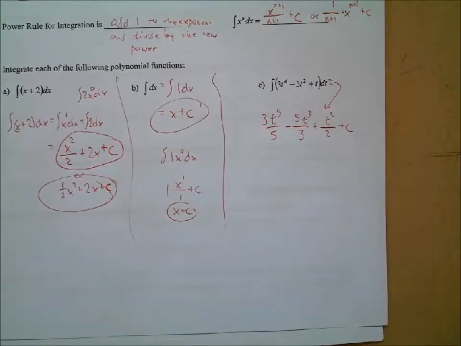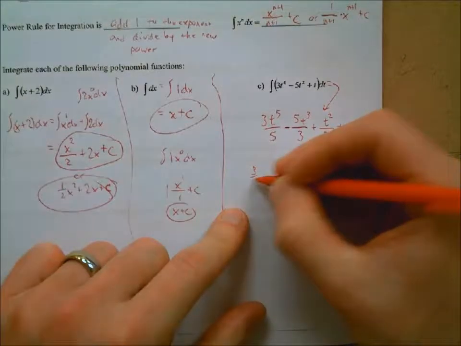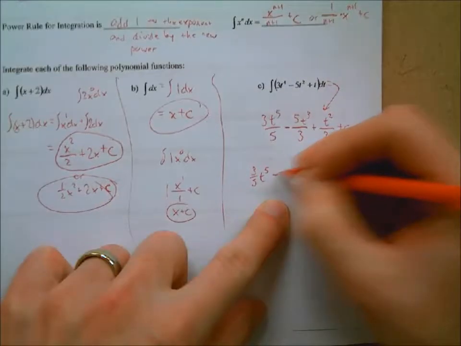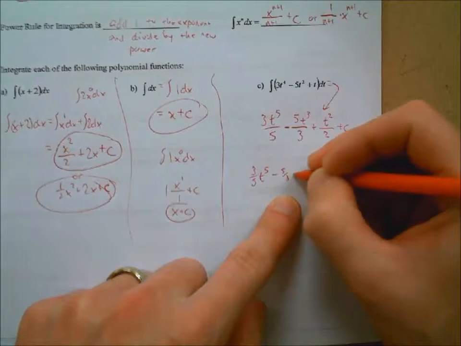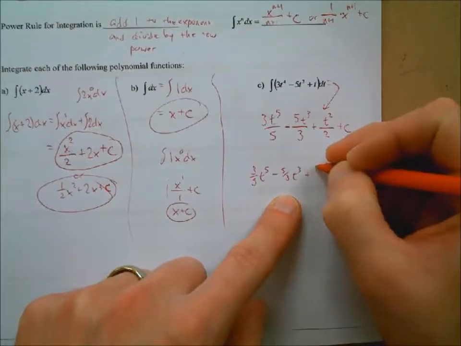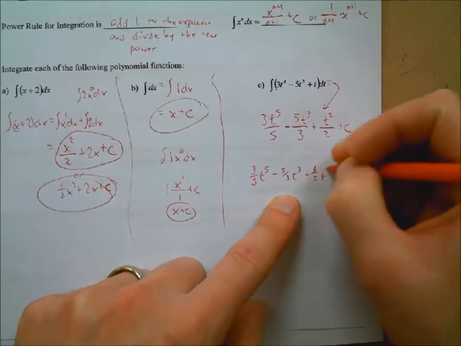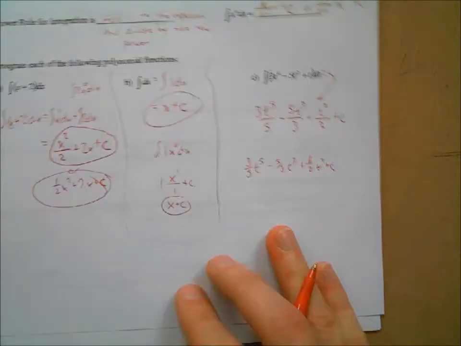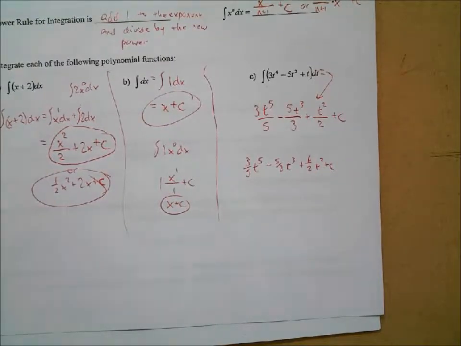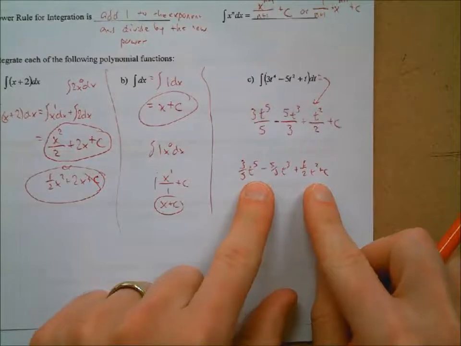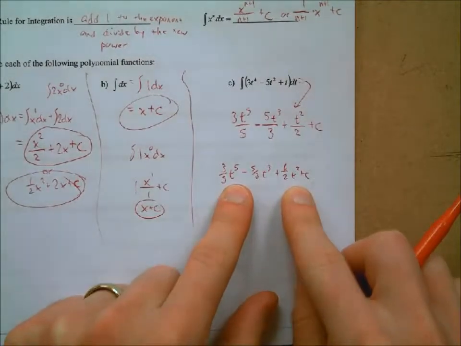Or in other words, you could say 3/5 t to the 5th minus 5/3 t cubed plus 1/2 t squared plus c. Now, the nice thing about these integrals is that you can check whether you did it correctly or not. How do we do that? How can I check to see if I did this right? Take the derivative and see if you get this.